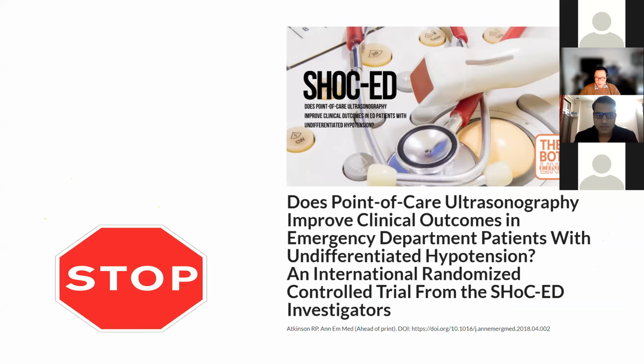But also, for all the evidence supporting ultrasound being a benefit, we find studies such as this one by Paul Atkinson and colleagues in America, where ultrasound in undifferentiated hypotension didn't improve outcome. It didn't improve outcome. And we might discuss that in the question and answer session later, and why it might be the case.